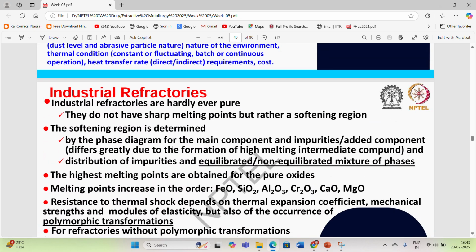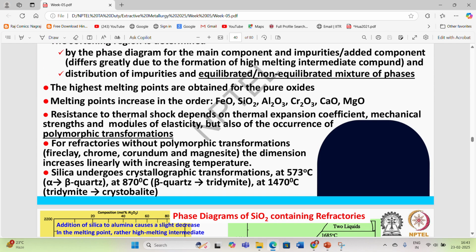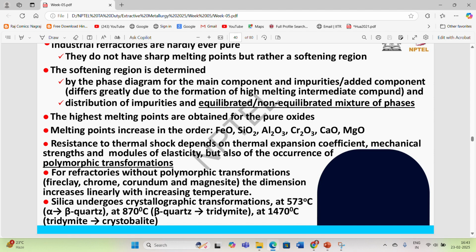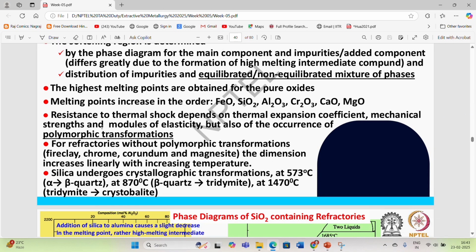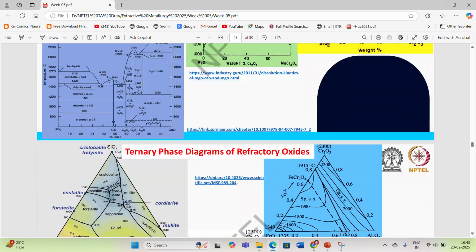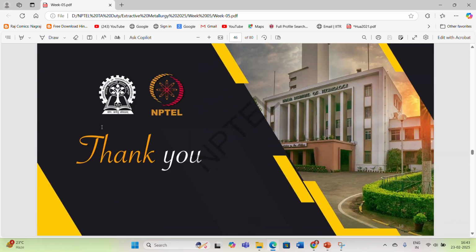So industrial refractories are hardly ever pure. They do not have sharp melting points, but rather a softening region. The softening region is determined by the phase diagram for the main component and impurity components, which differs greatly due to the formation of high melting intermediate compounds and distribution of impurities, equilibrated and non-equilibrated.